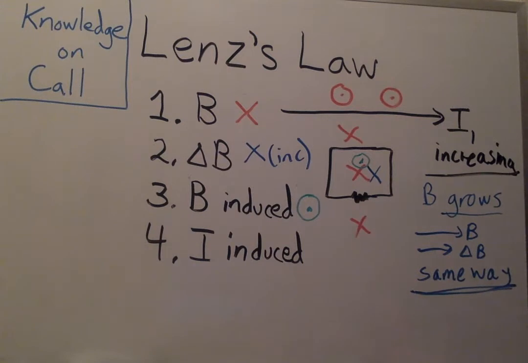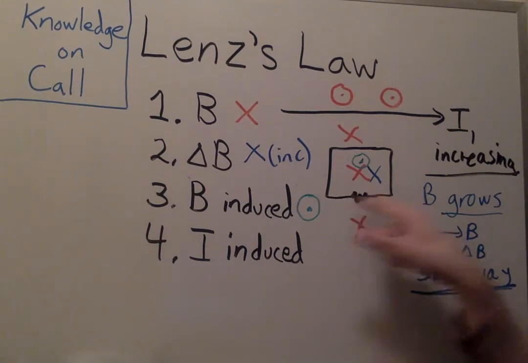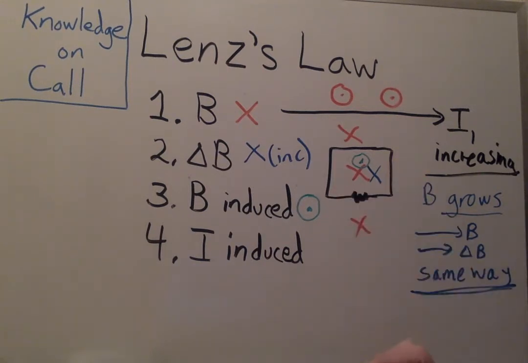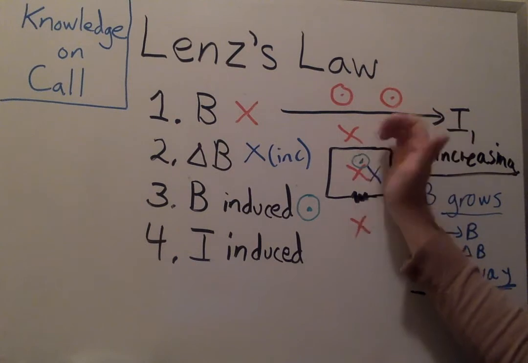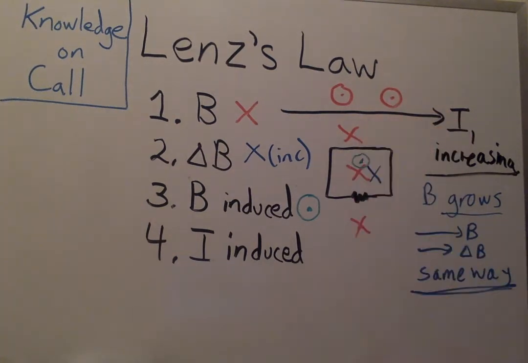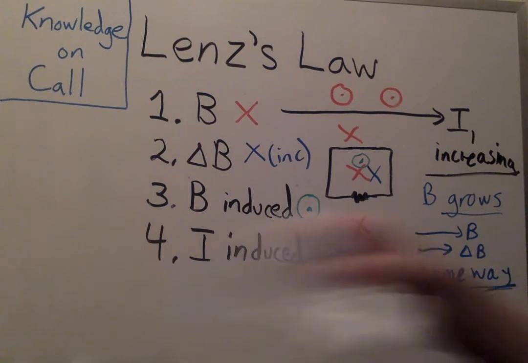Finally, step 4 is which way does current have to flow around this loop in order to make that magnetic field? Right-hand rule, if the B is this way, the current is going to be that way, counterclockwise. That's Lenz's law. So let's see another example.